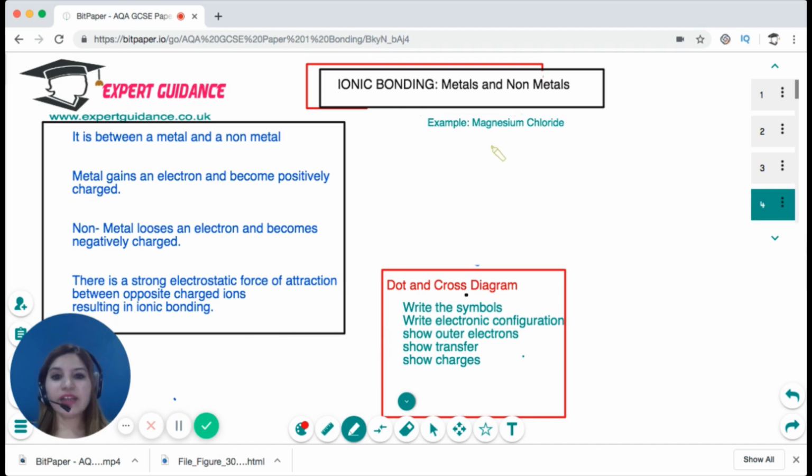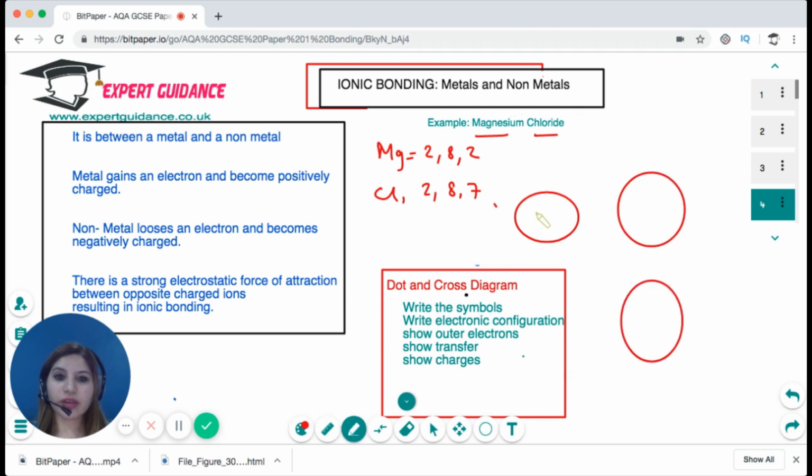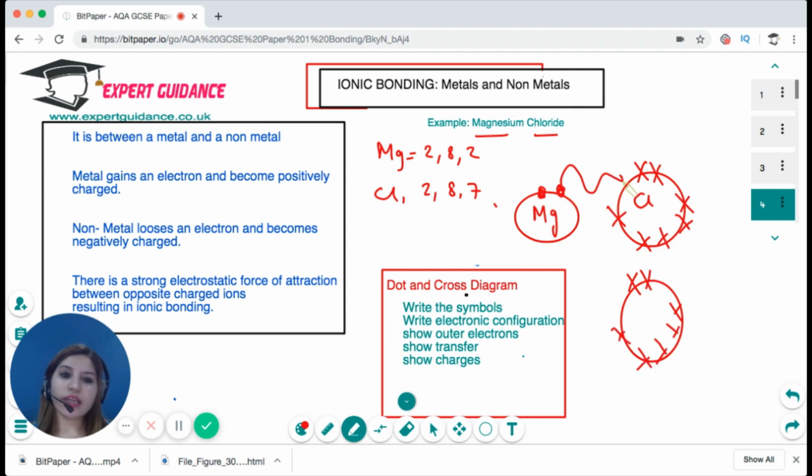Now let us take another example, magnesium and chlorine: magnesium chloride. I'll first write the electronic configuration. Magnesium is 2,8,2. Chlorine is 2,8,7. Then I'll draw the outer electrons. For magnesium, I'll show 2 electrons, and for chlorine, I'll show 7 electrons. So that's my next diagram. Magnesium, I'll show 1, 2 electrons. Chlorine, I'll show 1, 2, 3, 4, 5, 6, 7. Magnesium will be losing 1 electron to chlorine.